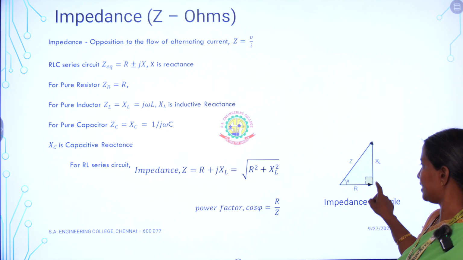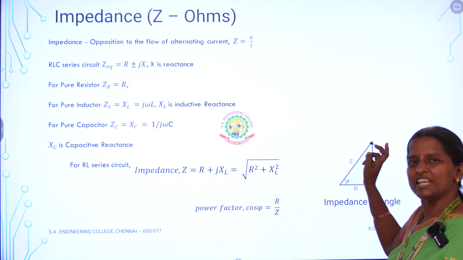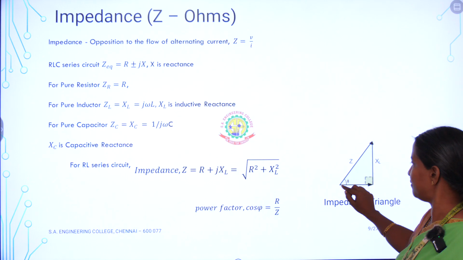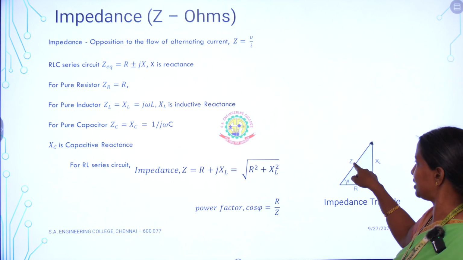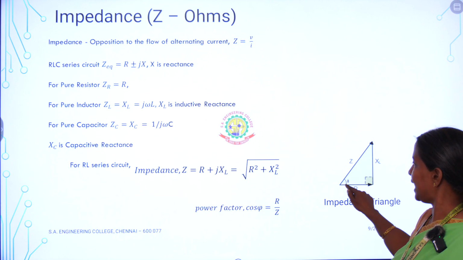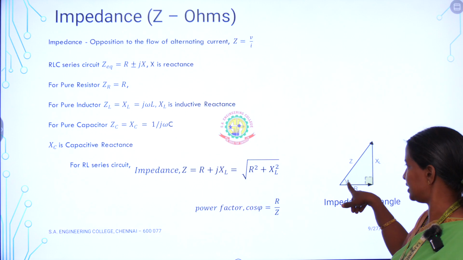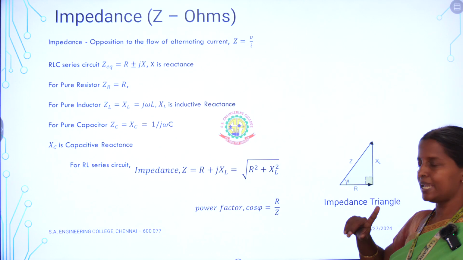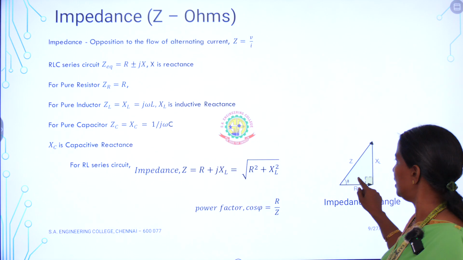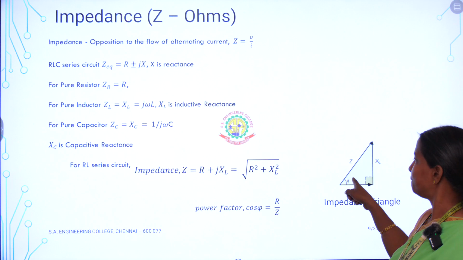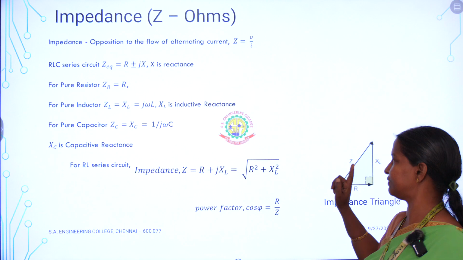Here, this is the R vector, it terminates here. The jXL vector originates from here. So it is enough to use the triangular law of addition. We join the origin of the first vector to the termination of the second vector. It is nothing but your Z. And we have to denote the angle phi, because whenever there is an inclination, we have to give the angle. At the same time, since it is a pure inductor, we put 90 degrees here. So by seeing the triangle, Z is equal to R plus jXL. So this is the Z equivalent value.